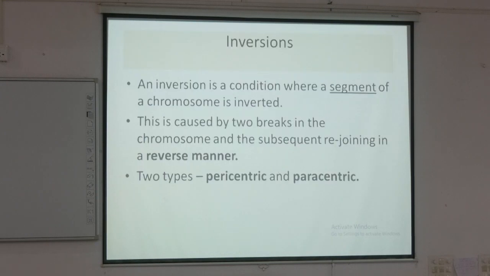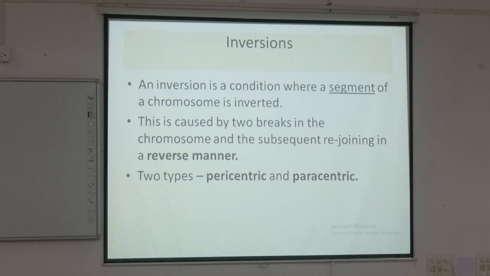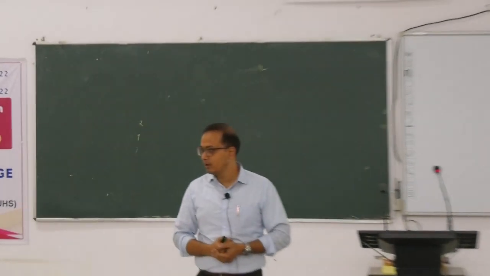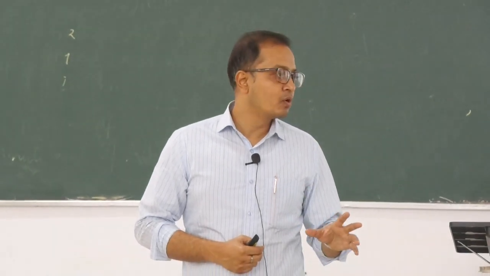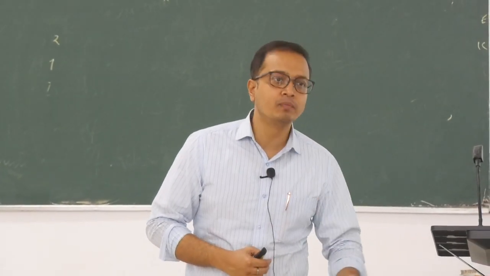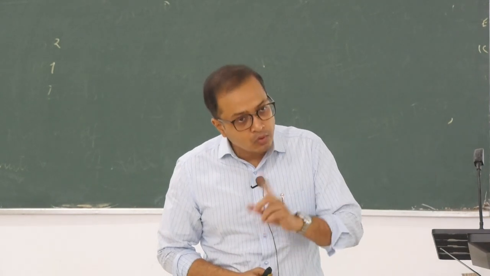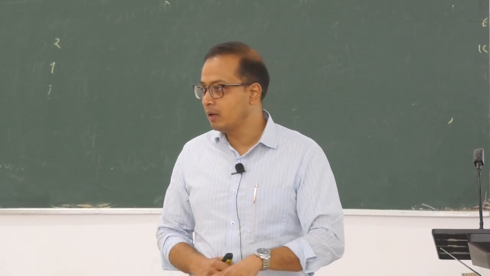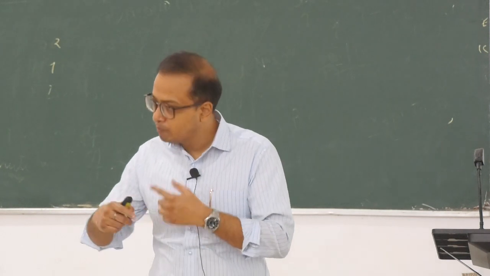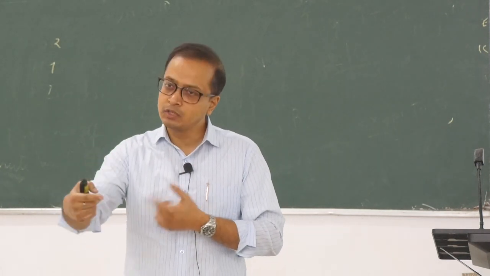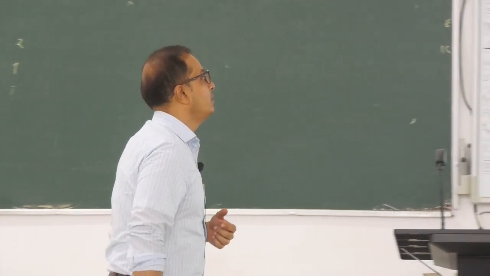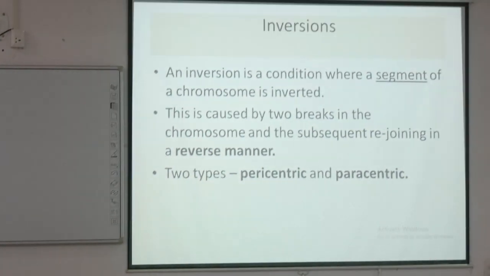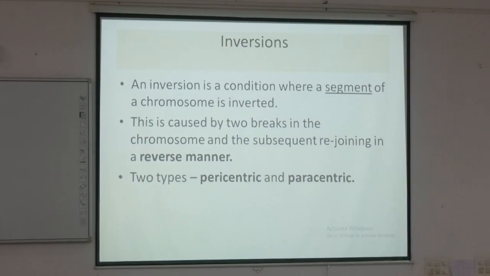The other type of aberration is inversion, that means head down, leg up, or leg down, head up, the way it is inverted. We have a breakage of the chromosome and then rejoining of the chromosome. Now this rejoining of the chromosome is happening in a reverse manner. It is flipping, giving a somersault and joining. This is how it is coming. So this particular picture may be clearing the idea about this inversion.